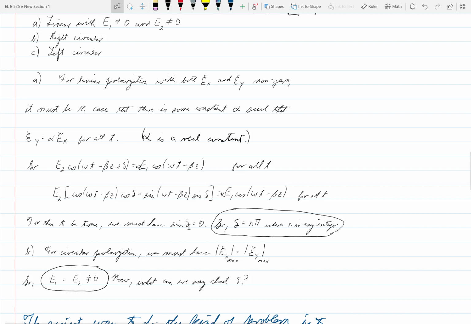So that must mean that sine delta is equal to 0. And of course, that will happen when delta is equal to n pi, where n is any integer. And of course, what we're left with then is E2 cosine of omega t minus beta z. Remember, if delta is equal to n pi, then we would have cosine of n pi here, which would be negative 1 to the n. So we would really have then E2 times negative 1 to the nth power is equal to alpha E1.